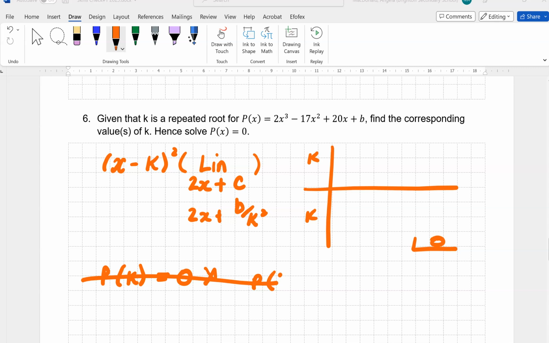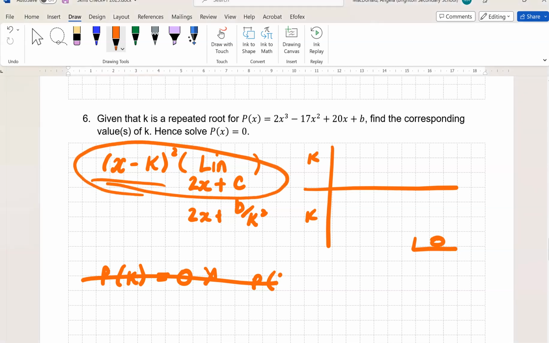Personally, I've done these, so I went, it's very difficult to talk while others are talking. I went with this option. And to make my life easier, I expanded this. So I would make sure that I've got x squared minus 2kx, yep, plus k squared times 2x plus c, and then I did the old equate coefficients. Okay, so it's just then going to be a form of algebra.